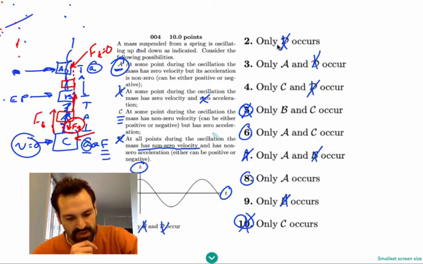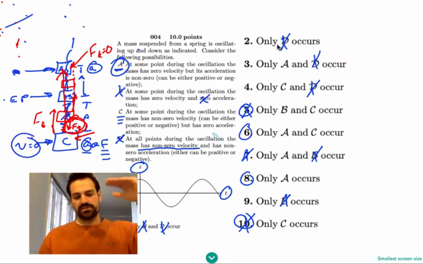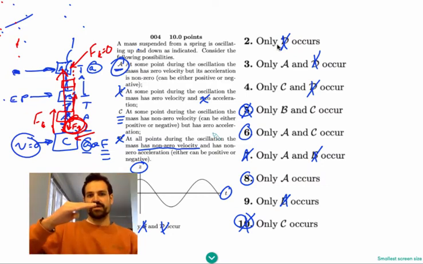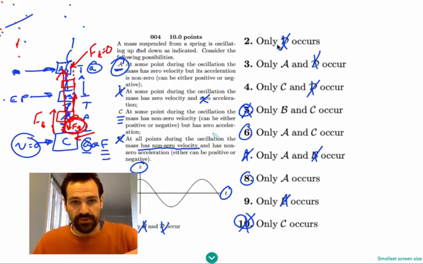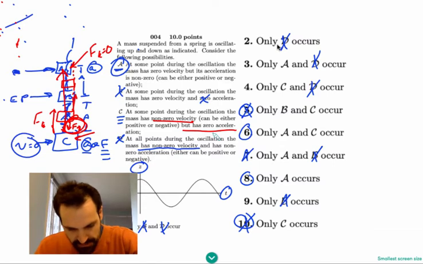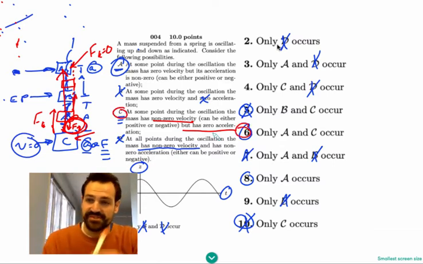So as the box travels from position C to position A, the weight of the box doesn't change, but the spring force goes from greater than gravity to less than gravity. So at some point during that transition, they have to be equal, at which point it does have non-zero velocity and has zero acceleration. So A and C are both true. So option 6, that was a tricky one.